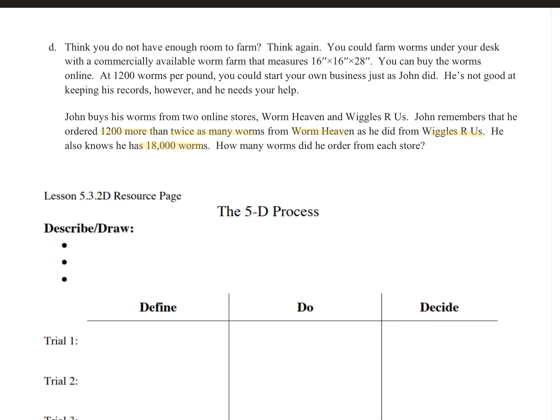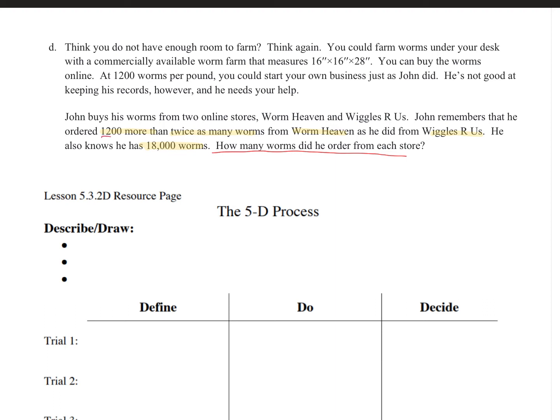So what are we actually trying to find here? We're trying to find how many worms he ordered from each store. Okay, that's what we're going for. And we know a little bit about how many he ordered and from which online store he ordered from. In this question, there's a little more to unpack, and I think the wording is a bit difficult to understand. So let's break this down.